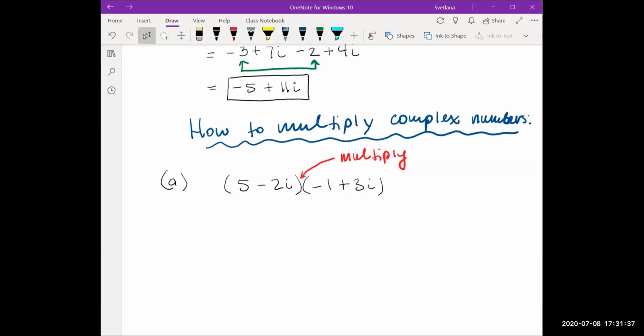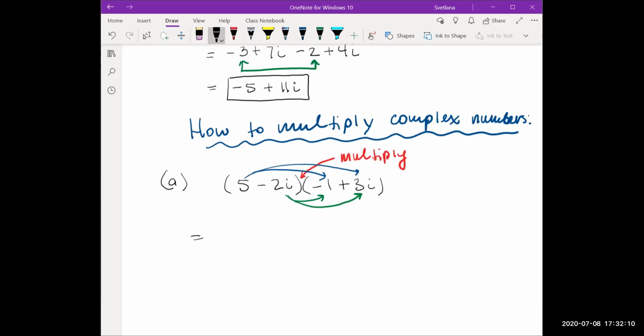Okay, how to multiply? Again, we're going to treat i as the variable. Well, if i was the variable, how would we multiply expressions like that? We would have to FOIL, right? We would have to take 5 multiplied by everything inside the second parenthesis, and then move on to -2i and also multiply it by everything inside the second parenthesis. So we already had similar situations, and that's how we're going to do it here.